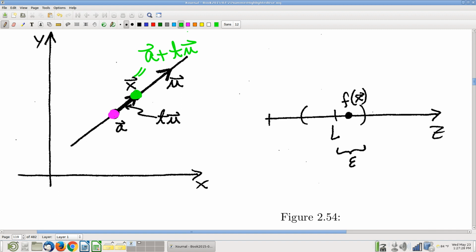Okay, so let's modify our attempted rewrite of the definition of a limit. What if it were true that for every unit vector, approaching by a plus tu, letting t approach 0, that's simultaneously considering all possible directions from which you might be approaching a. All possible directions. Shouldn't that be equivalent to the definition of a limit?